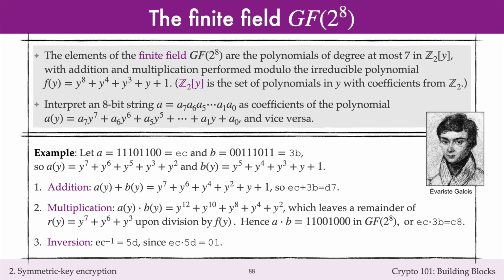Here is an example of inversion. The inverse of the byte EC is 5D. And that's because the product of the polynomials corresponding to EC and 5D is the identity element 1. You can check this by multiplying EC and 5D and confirming that you get the polynomial 1.